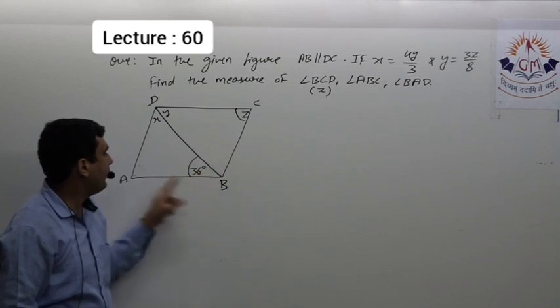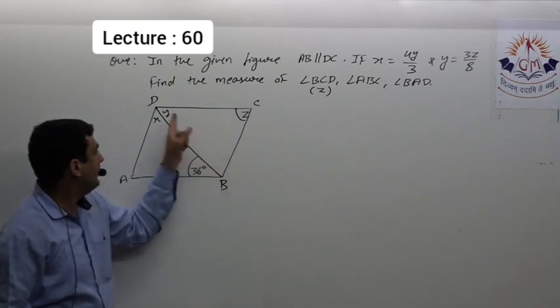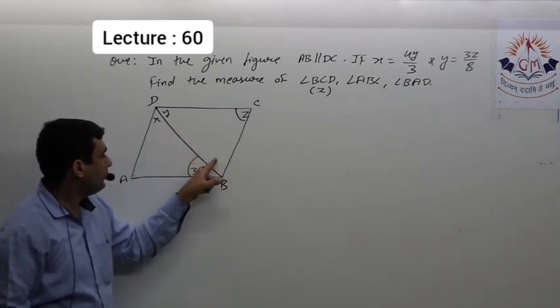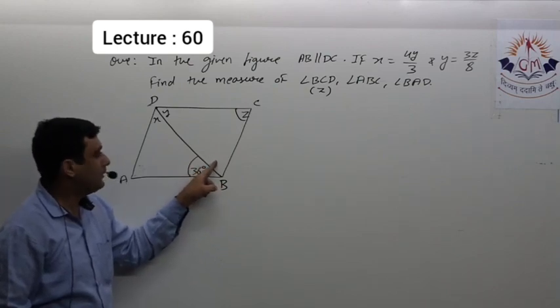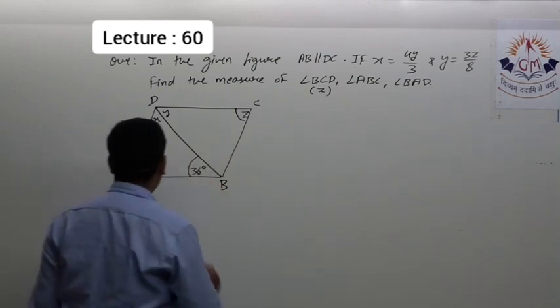Now to get measure of angle ABC, Z and Y are already obtained, so by angle sum property I will be able to get the measure of this angle ABC. So now let us start its solution.